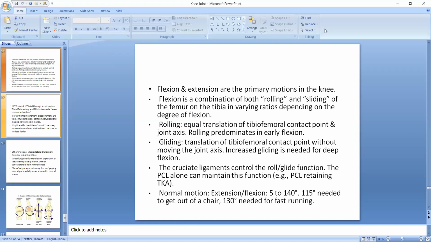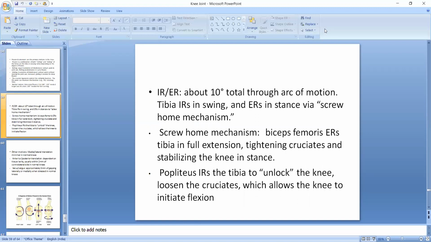Normal motion in extension and flexion is 5 to 140 degrees. 115 degrees is needed to get out of a chair and 130 degrees is needed for running. Internal and external rotation is about 10 degrees total arc of motion. The tibia internally rotates in swing and externally rotates in stance via the screw home mechanism. The screw home mechanism: the femur externally rotates the tibia in full extension, tightening the cruciates and stabilizing the knee in stance. Mobility internally rotates the tibia to unlock the knee and loosen the cruciates, which allows the knee to initiate flexion.